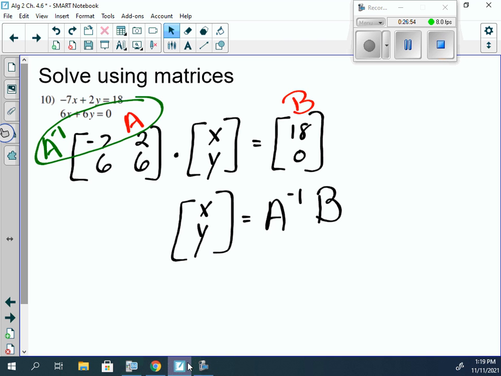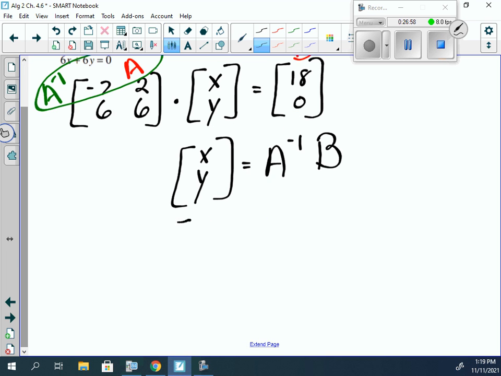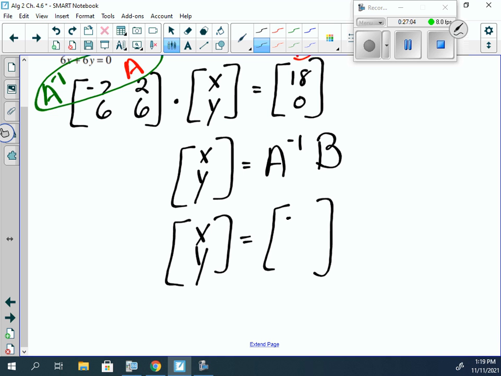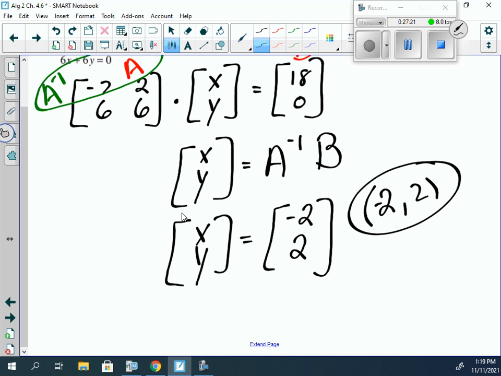Okay, so let's come back over here. So we have X. Now we're told that A inverse times B is -2, 2 is what we get. So what's the value of X? And the value of Y is? And that's it.